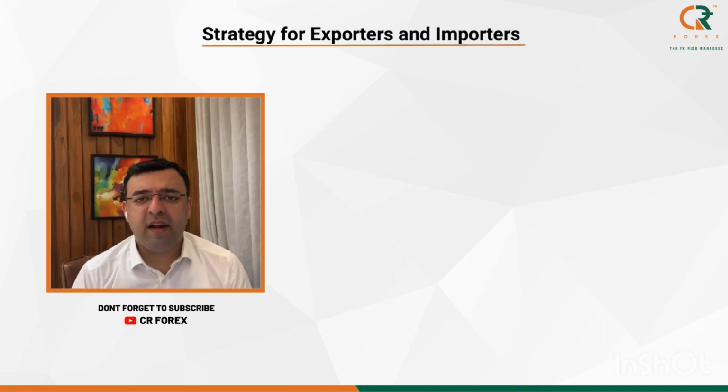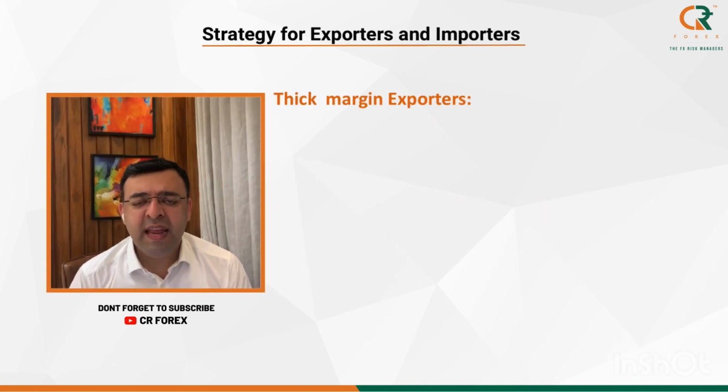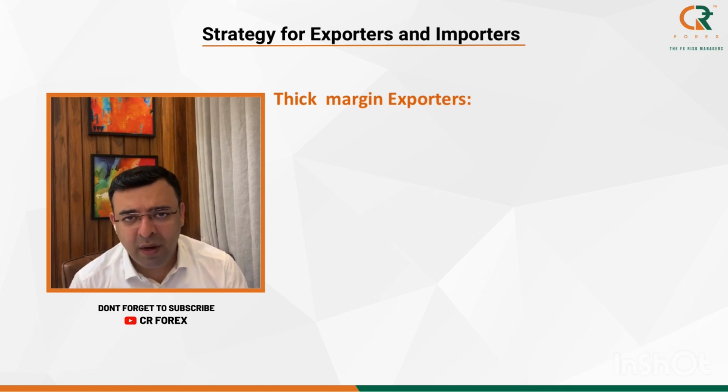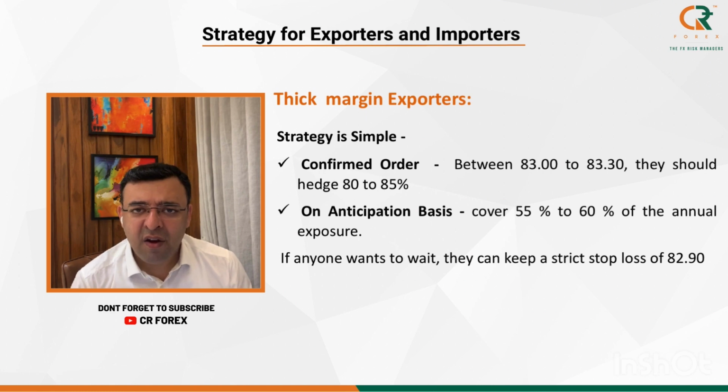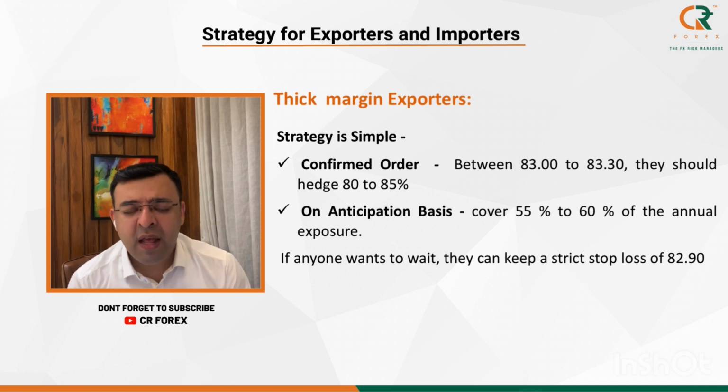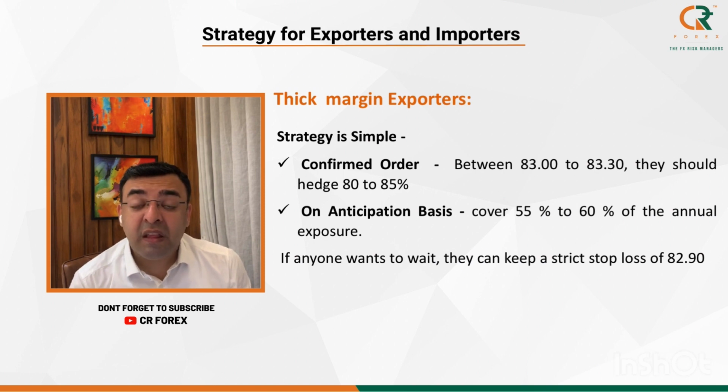Now let us discuss strategy for thick margin exporters like textile exporter or engineering exporter. The strategy for them is very simple. If you are hedging against confirm order between 83 to 83.30, cover 80 to 85% of your exposure. If you are covering basis on anticipation order, then you should cover 50 to 55% of your exposure between 83 to 83.30 kind of a level. If you are waiting, then please keep a strict stop loss of 80 to 90. If 80 to 90 is broken, please go and cover.